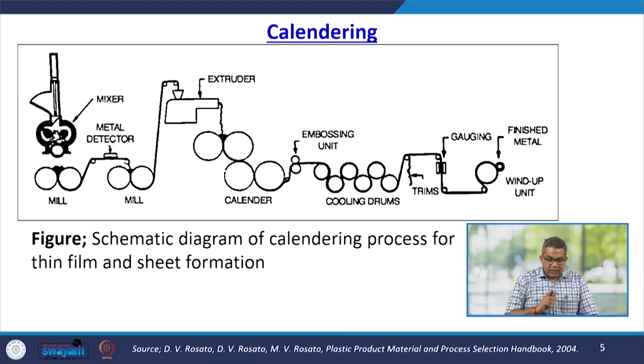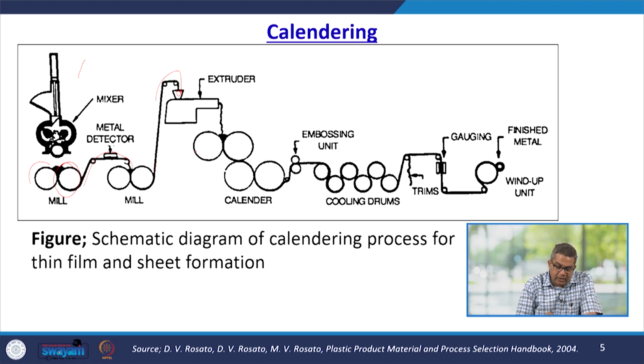Now, here is the schematic diagram of the calendering process for thin film and sheet formation. Here you see this is the mixer and these are the 2 roll mills where metal detectors and other things are there. Then usually they mix the polymeric material and then it is subjected to the extruder. So, you cannot overlook the importance of an extruder.